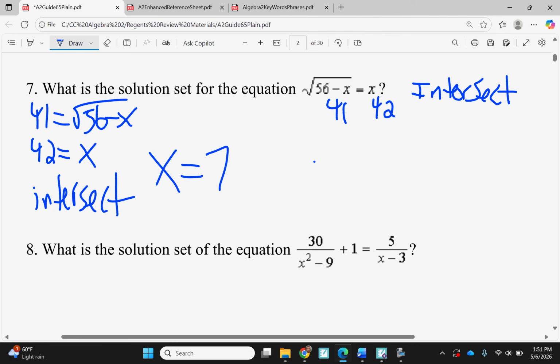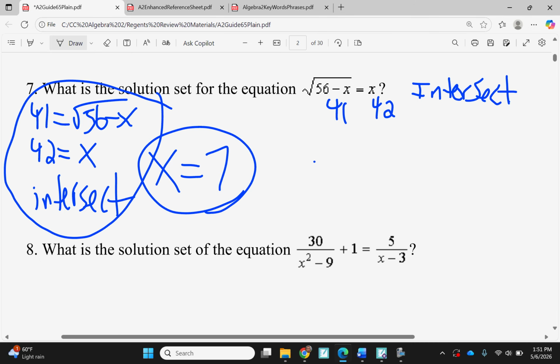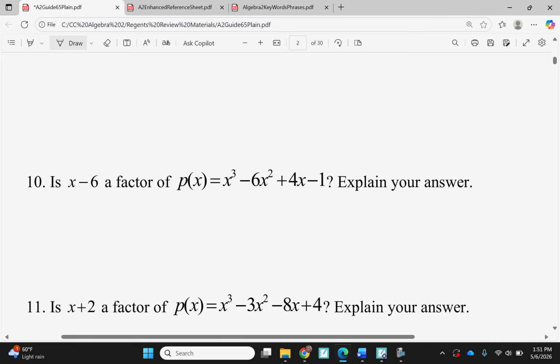If it says to solve it algebraically, you will get half of the points of the question. If it doesn't say to solve algebraically, you get full credit, but this is the work you need to show for it. All right, we're done with strategies. Now we do some actual math.